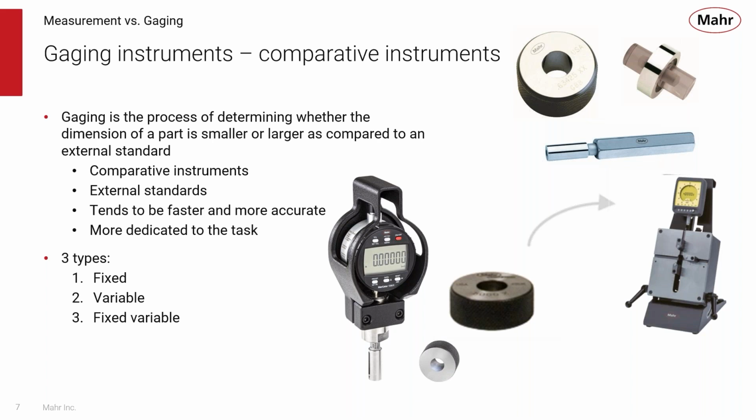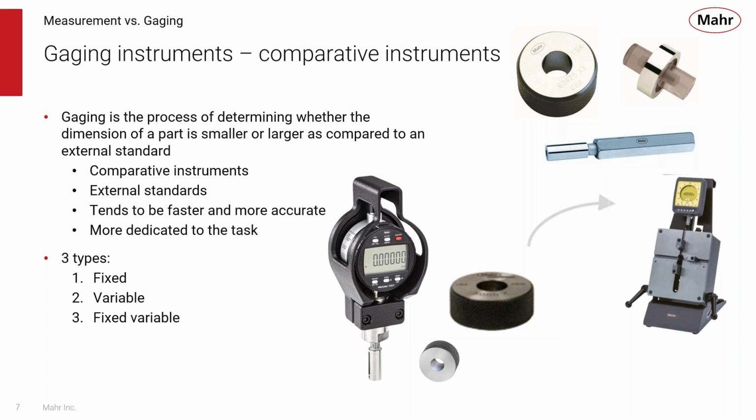So again, that external standard here is really what defines a comparative or gauge-based measurement device. Comparative instruments are always going to be faster and more accurate. They always depend on an external standard, such as a master ring, master disc, plug, or even gauge blocks.